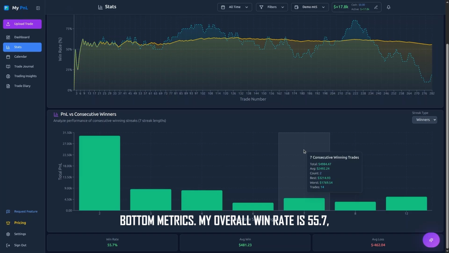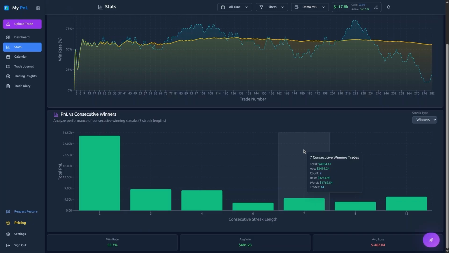Bottom metrics. My overall win rate is 55.7%, my average winner is $481, and my average loser is $462. Notice how close those numbers are. That means my winners and losers are nearly the same size.